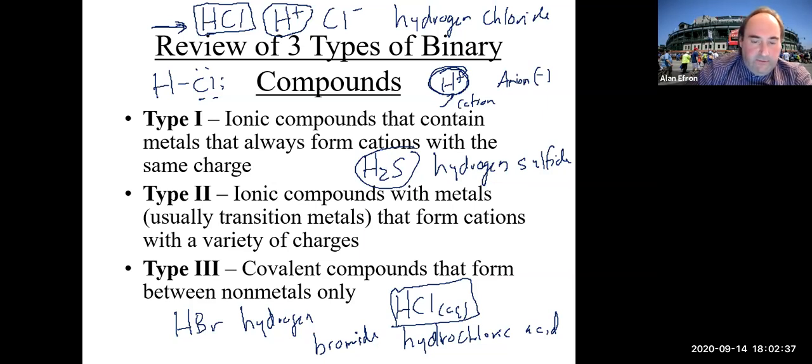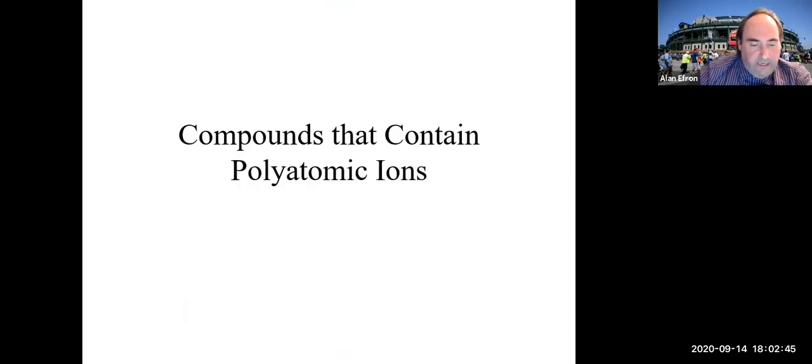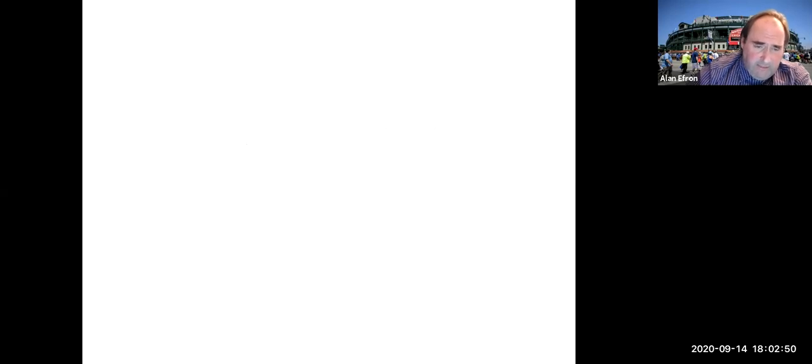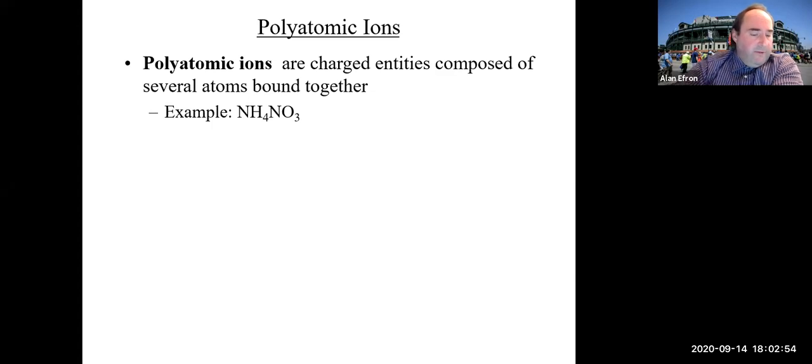Any questions on those types of naming? It's just a decision tree based on what we talked about. So the final type of name we're going to talk about are polyatomic ions. And polyatomic ions are really groups of nonmetals that are together. And these groups of nonmetals that are together have a specific formula, and they have a specific charge.